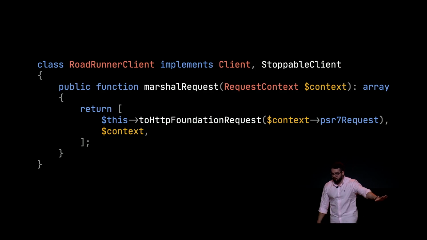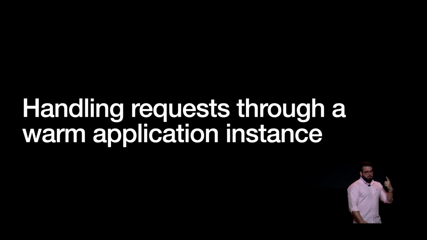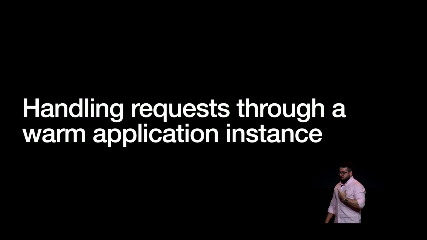And you don't have to worry about that. This is the library's code. You're not touching this. You don't even know it exists in most cases. If you have a warm application instance, it means that you have to handle requests in a different way. The regular Laravel kernel is not going to work in this situation. You don't have access to superglobals. So for one, that wouldn't work.